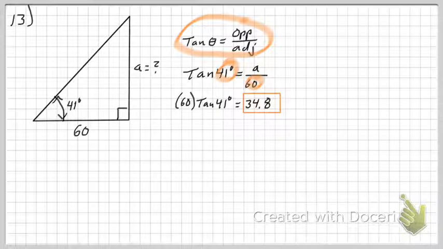Now, it wouldn't require a calculator computation if this was a special angle. If this 41 degrees, instead of being 41, let's say it was 45, or a multiple of 45, 30 degrees, or a multiple of 30 degrees, then I would not need a calculator.